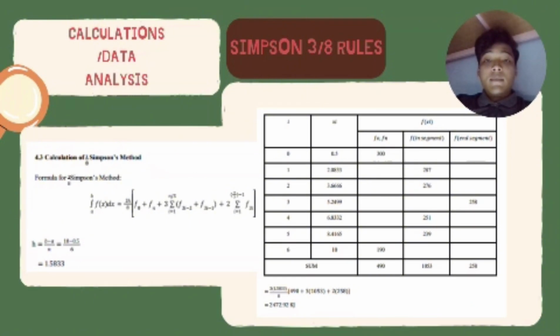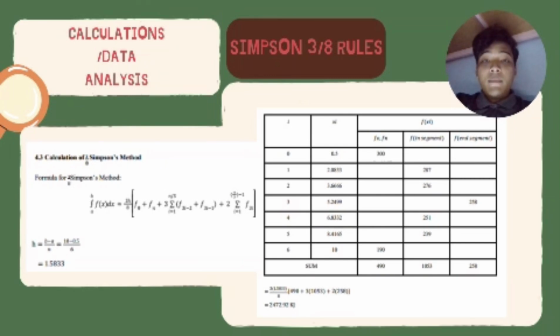And next, for the third step, we substitute into the formula. Simpson's rule becomes I equal to 3 multiplied by 1.5833 divided by 8 and multiplied by 490 plus 3 multiplied by 1053 and plus 2 multiplied by 258. H is equal to 1.5833, calculated as sn minus s0 divided by n. And 3 multiplied by h over 8, this factor arises because this integration uses the Simpson 3/8 rule, which is a version of Simpson's rule.